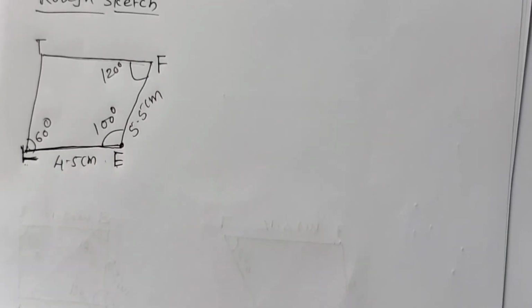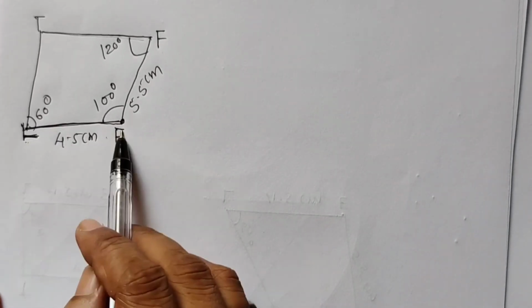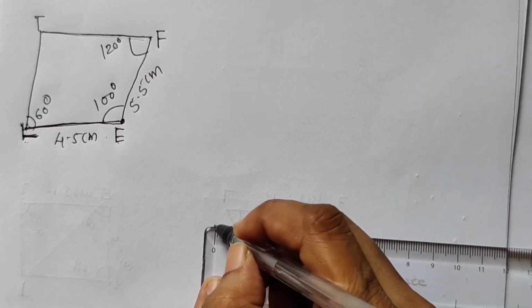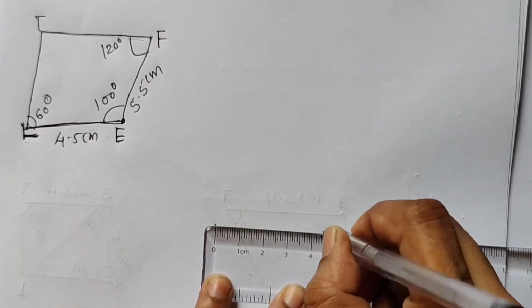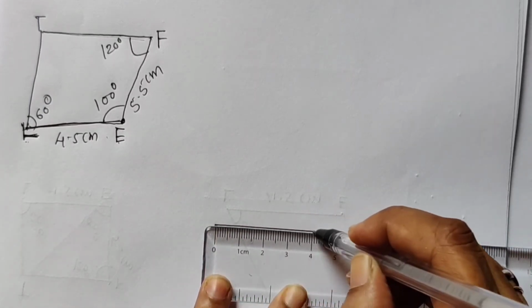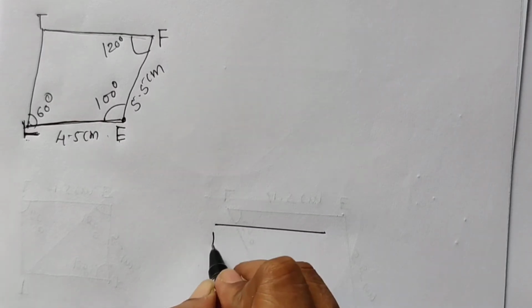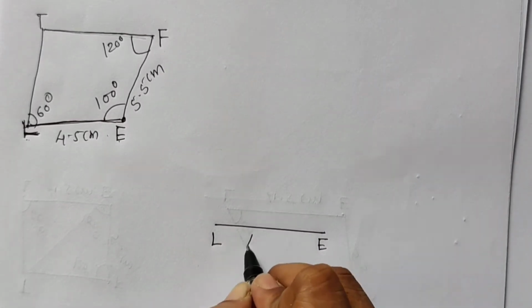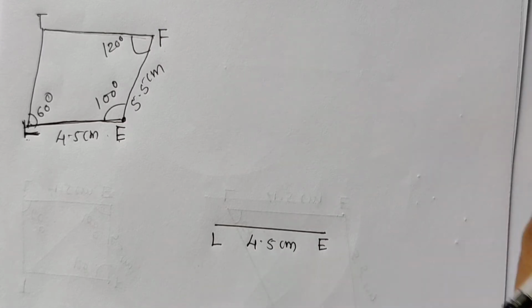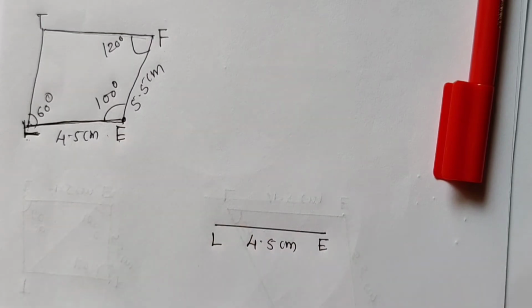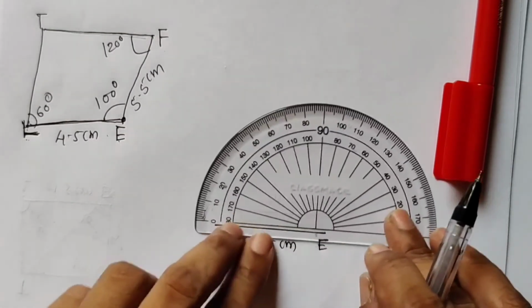We have to draw the fair one now. We start from our base side LE, which is 4.5 centimeter. I am drawing here 4.5 centimeter from 0 to 4.5. Okay, so 0 to 4.5 we have drawn LE. This is 4.5 centimeter. Now we have to draw angle L 60 and angle E 100 degree. So first I am going to draw angle E of 100 degree.